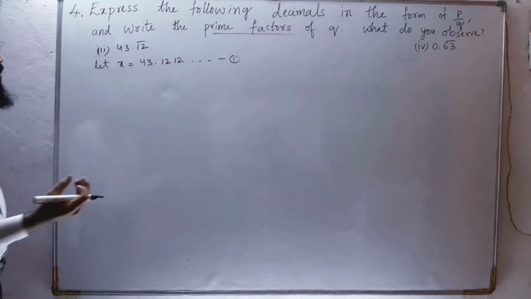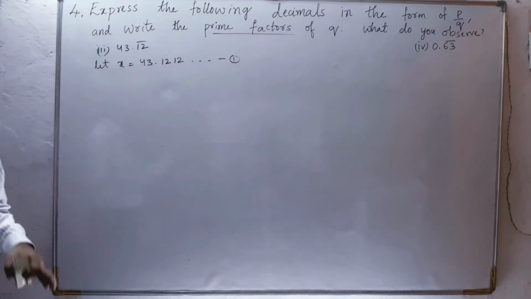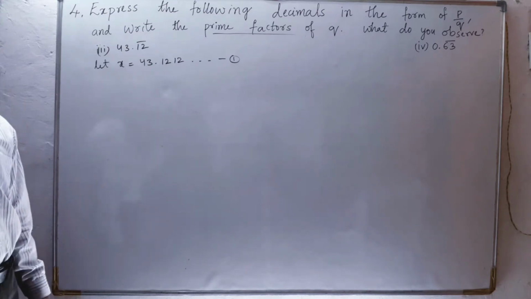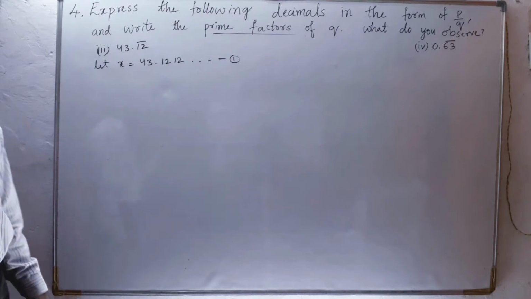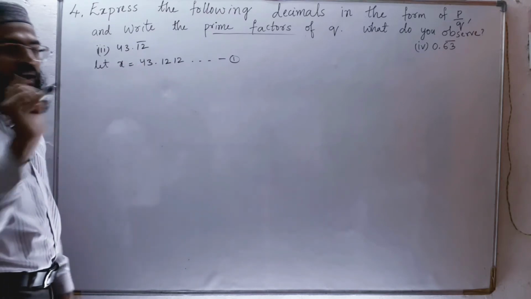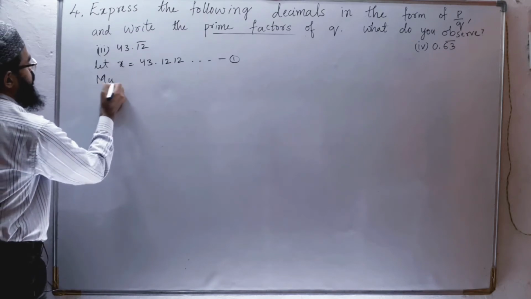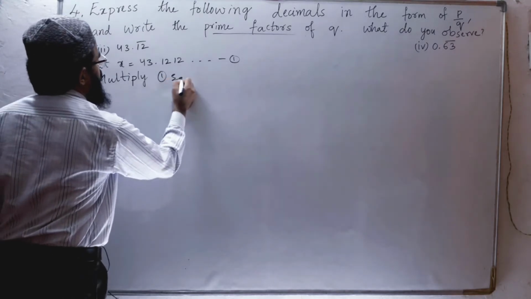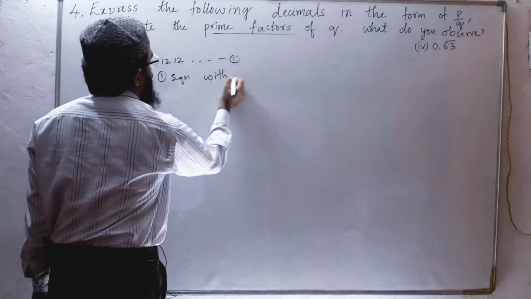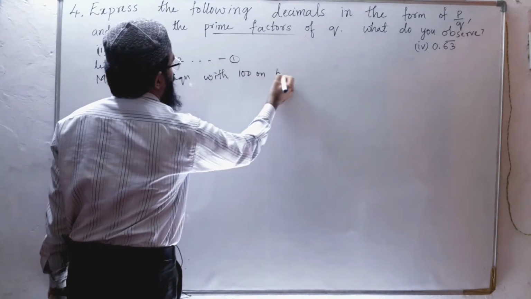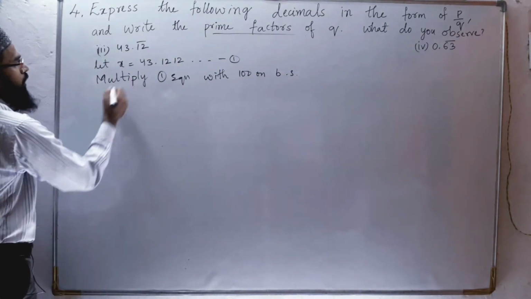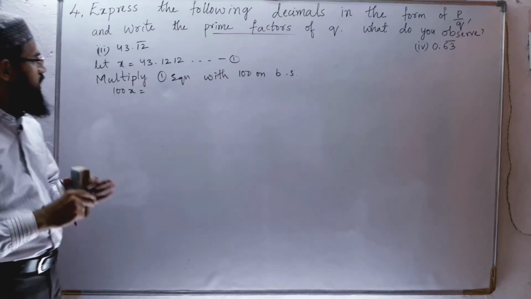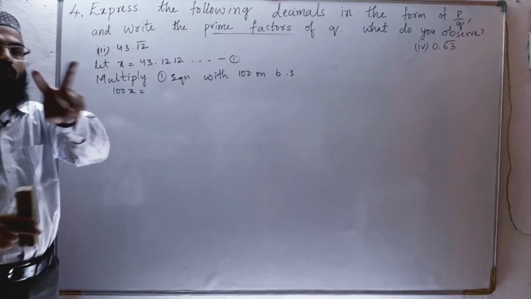Here the periodicity is 2. So we have to find a number having 2 zeros, that is 100. So we will multiply the first equation with 100 on both sides. So 100 into x is 100x. 100 has 2 zeros, so that means the decimal goes after 2 digits.